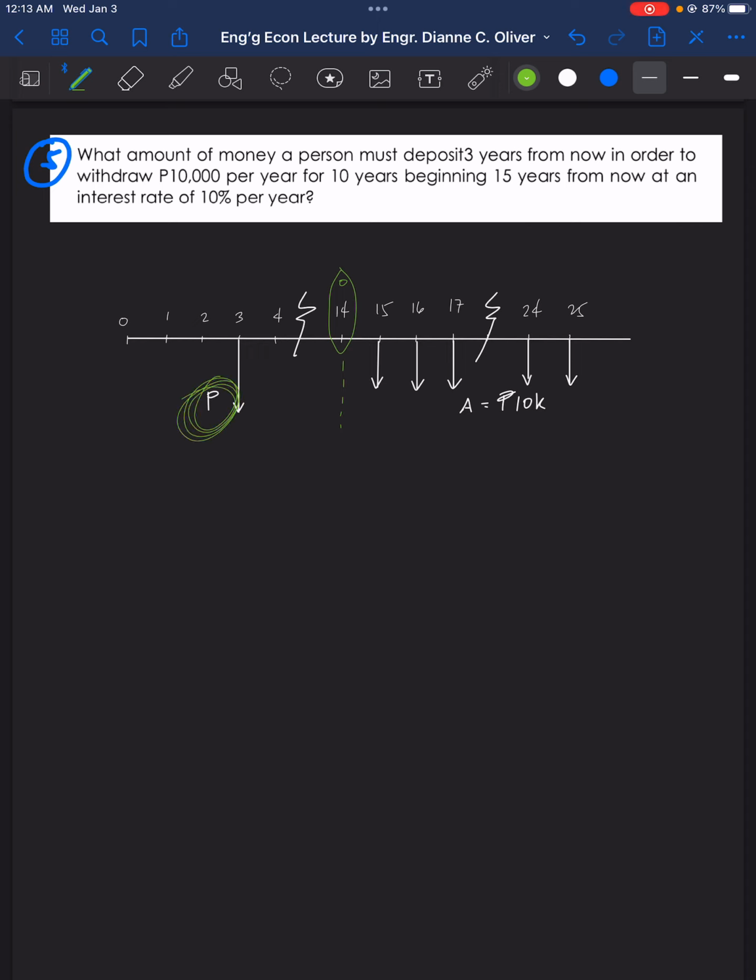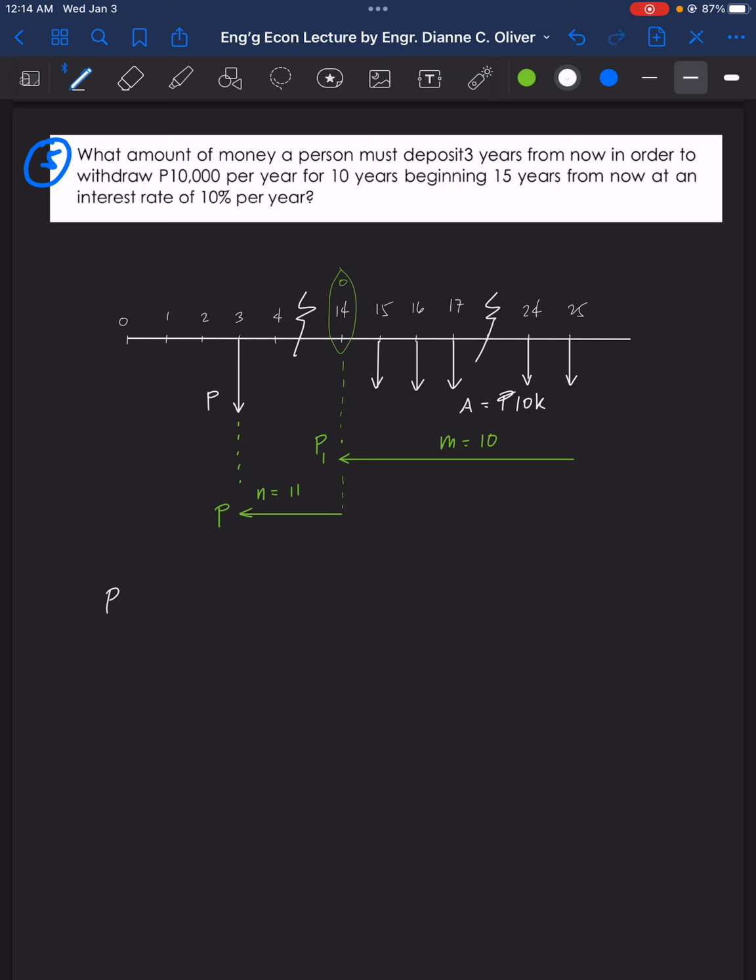What amount of money must a person deposit 3 years from now? So the number of annuity here is 10. And then this is the P1. And from this P1, we will proceed to here. And let's name that as P2, or that is actually the P. And for how many years? Number of years here, that will be 14 minus 3. That will be 11 years.